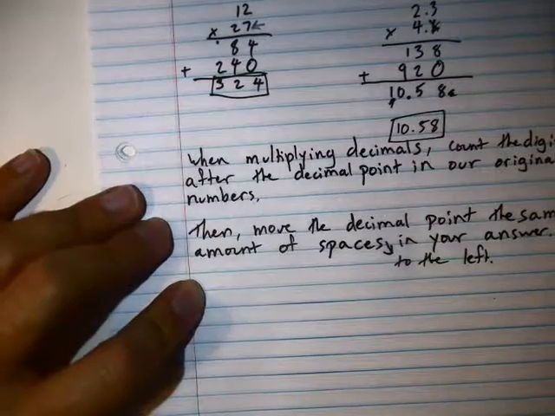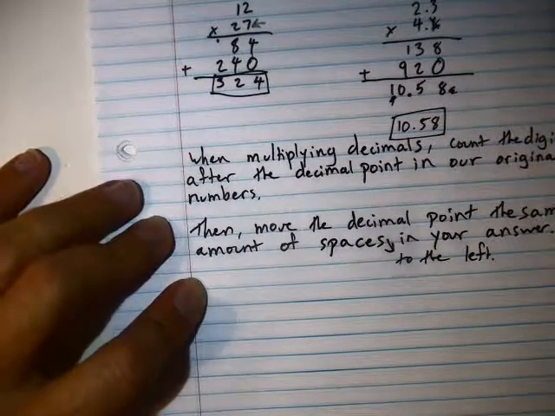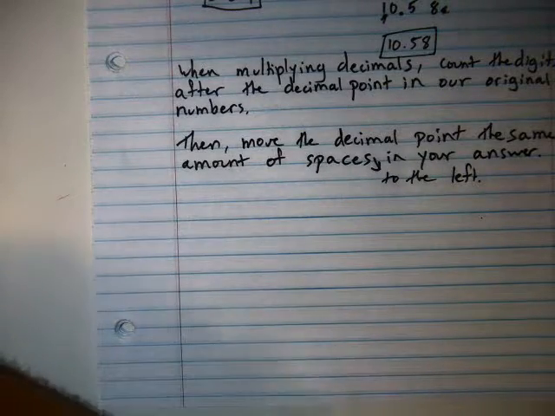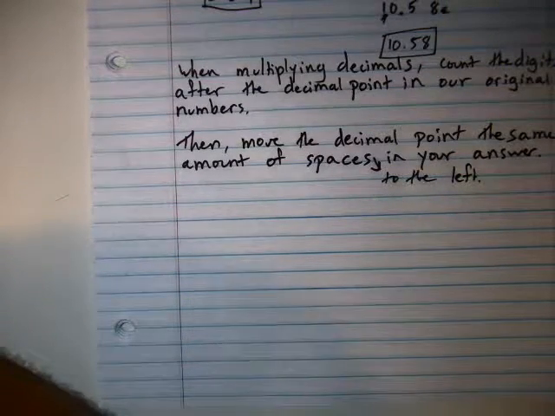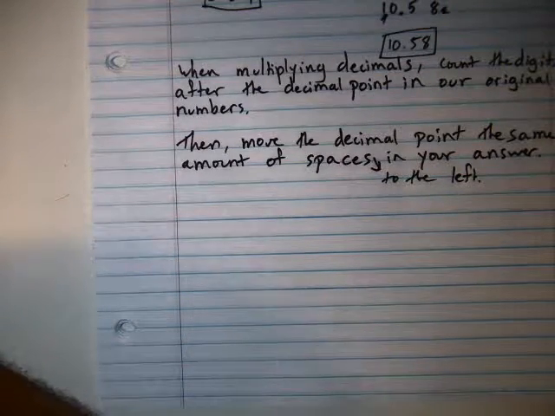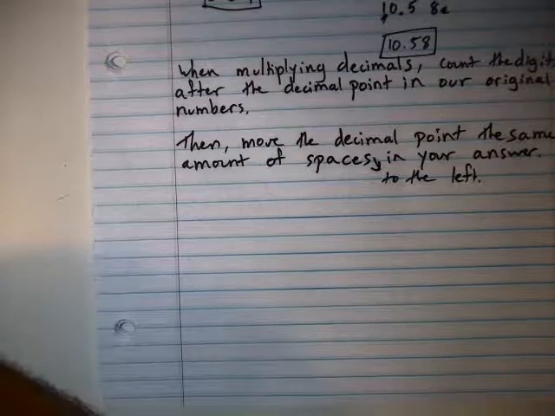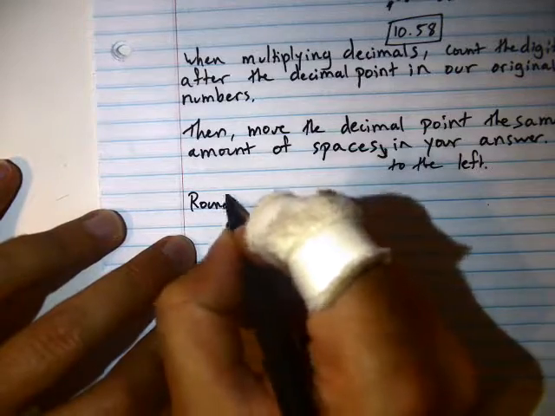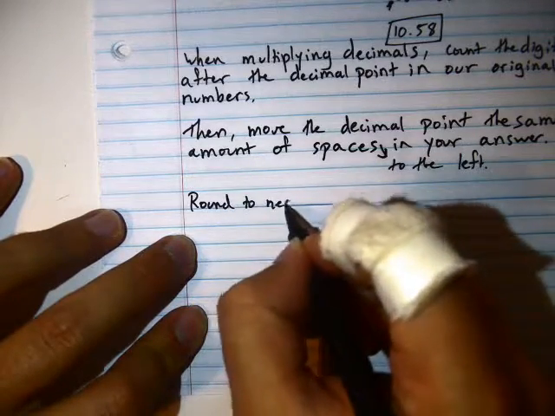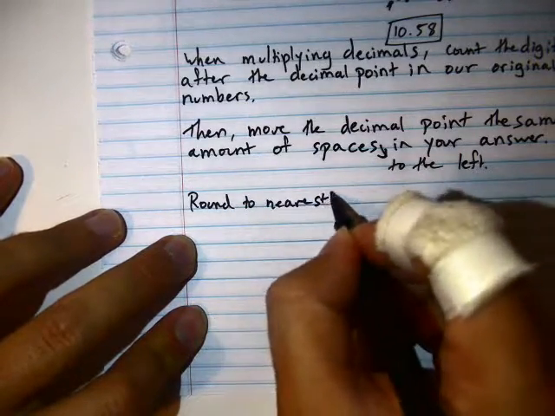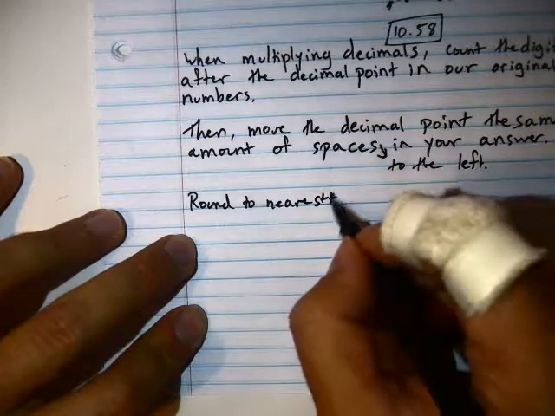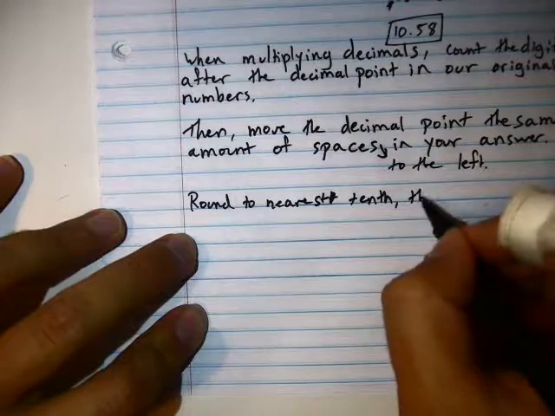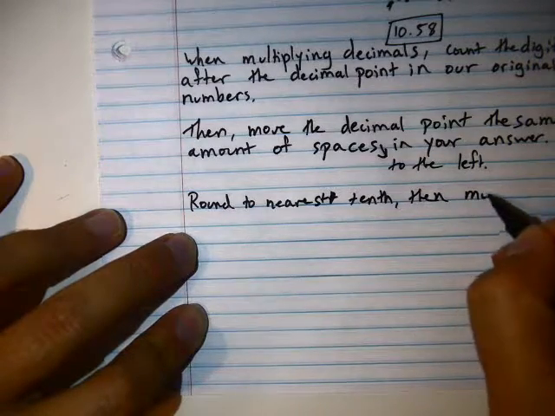I'll do one more. For some of these, you will have to round them first, and that's going to be kind of the key. So we're going to do one of these, and we're going to round to the nearest tenth first. So round to nearest tenth. Then multiply.